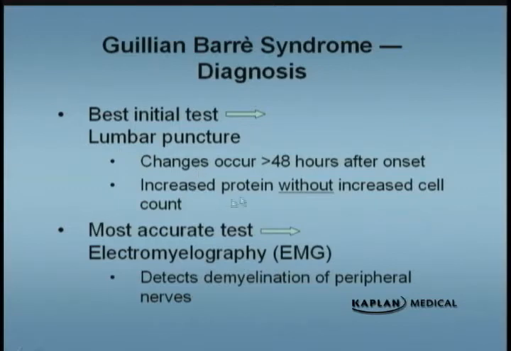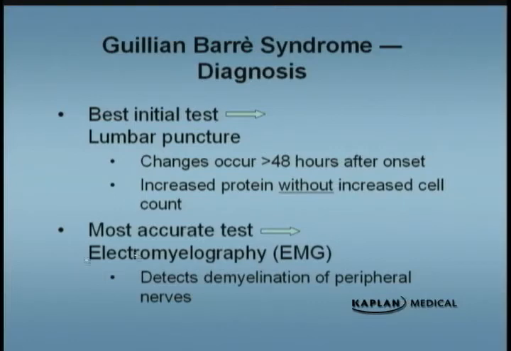The lumbar puncture shows high protein without increased cells. That's called albuminocytologic dissociation. Albumin is up, cells are down. Why did you get a high protein? We think it's immunoglobulins. Why aren't the cells up? Because it's not an infectious problem.